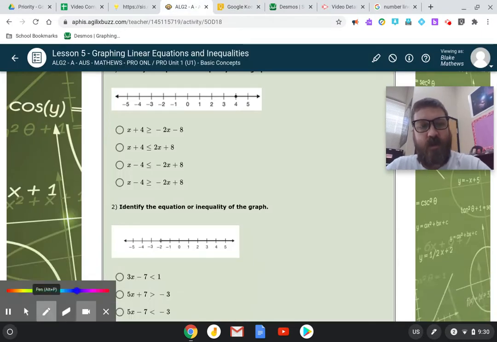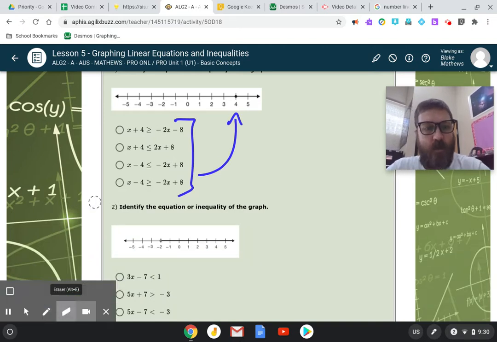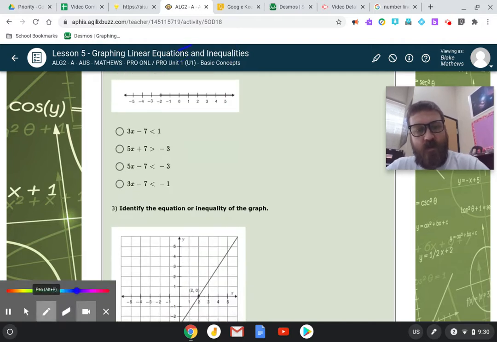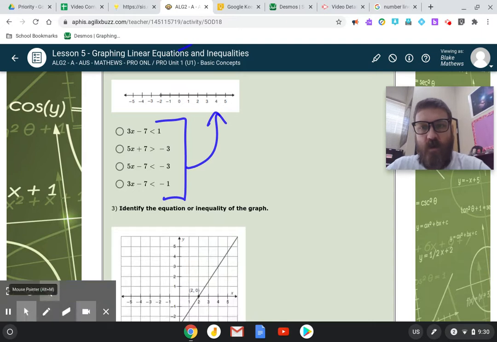You have to do that for each one of these until you find the one that matches the graph up here. Which one of these goes with that graph? Same thing in number 2. Number 2, you need to take each of these inequalities, work them out, and then see which one matches the graph. So again, you already know how to do that because we did that in the last lesson, lesson 4.